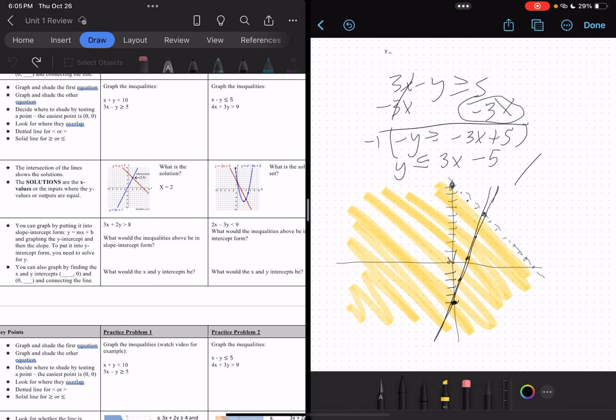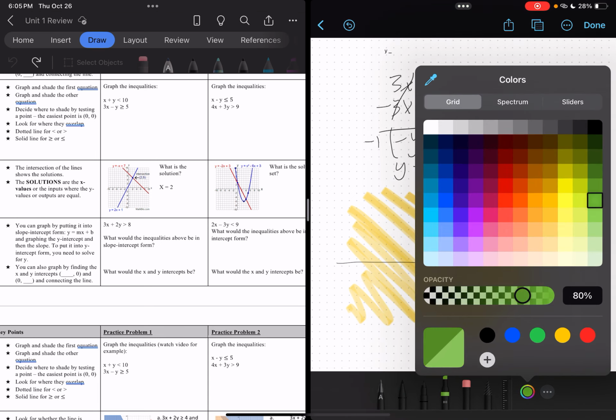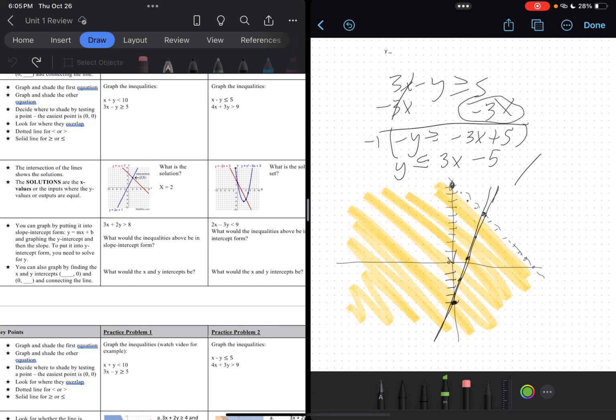And then I need to determine which side to shade. I'm looking now at this line, and I'm going to test the point 0, 0 here. If I plug in 3 times 0 is 0, minus 0 for y is greater than or equal to 5. That is not true. So in this case, I am going to shade the other side of the line.